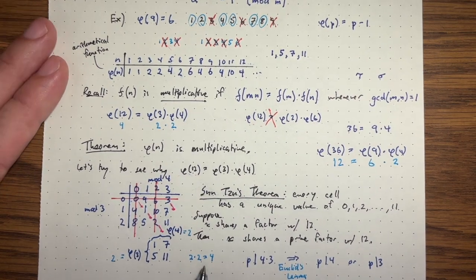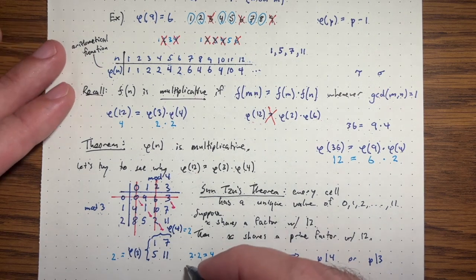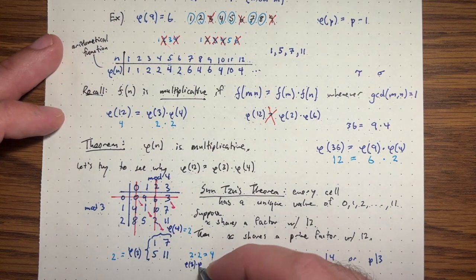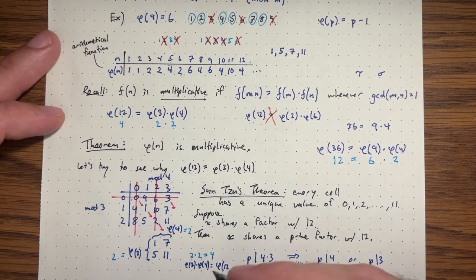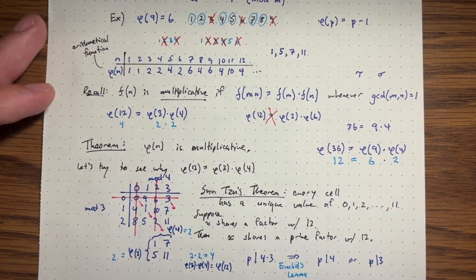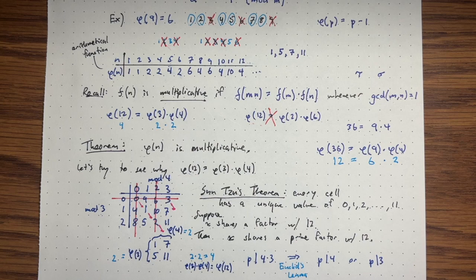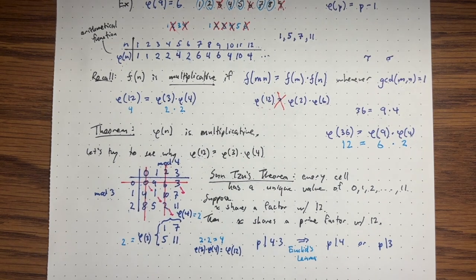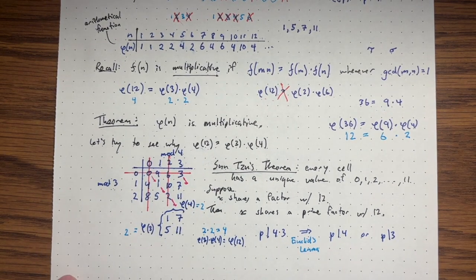Okay, but really, what is that 2 times 2? That 2 times 2 is phi of 3 times phi of 4. And that was our way of computing phi of 12. Okay, because anything we didn't cross out is not going to share a factor with 12, because we cross out the ones that do share a factor with 12.